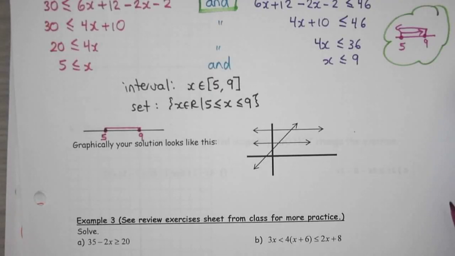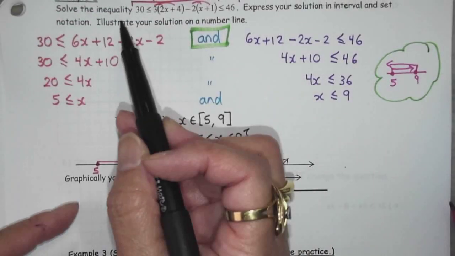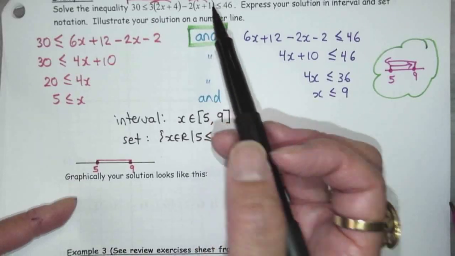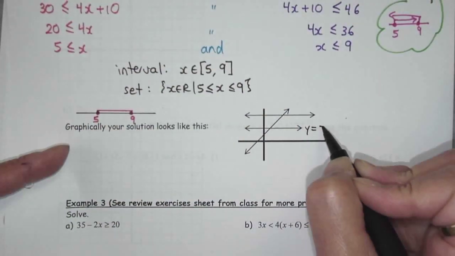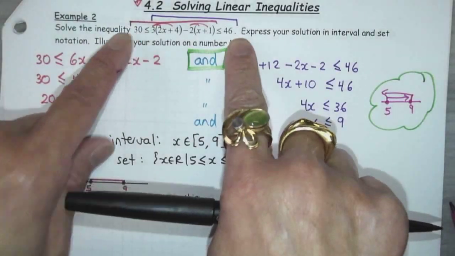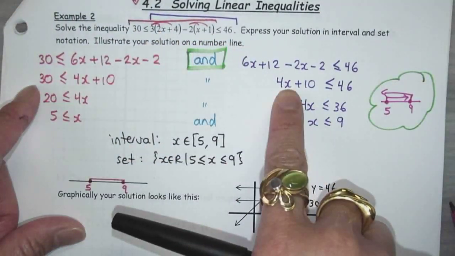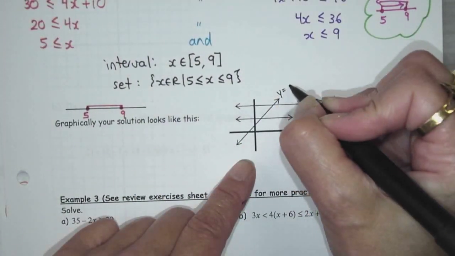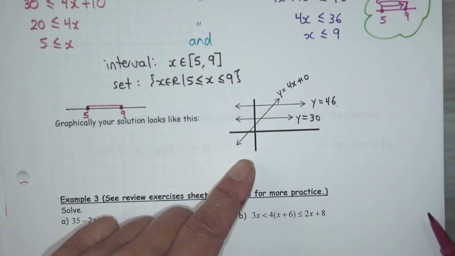Okay. Graphically, I like this just to show you what happened. So when I have 3, it's actually 3 different functions. It's 3 lines. So this is y is 30. This is y is 46, right? The 2 lines here on the original. The middle one, I simplified to 4x plus 10. I graphed that for us. This is y equals 4x plus 10.